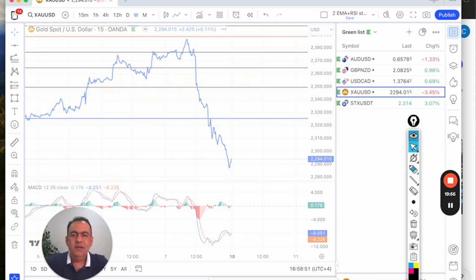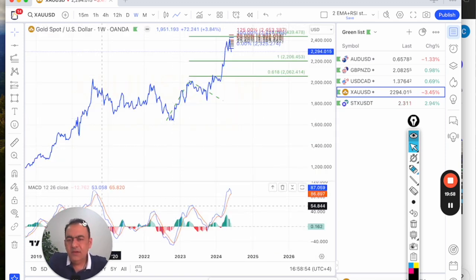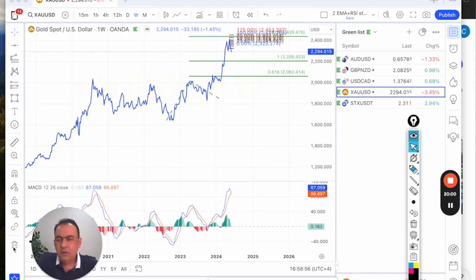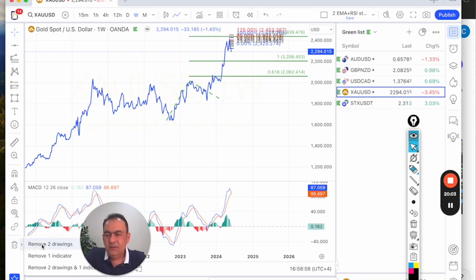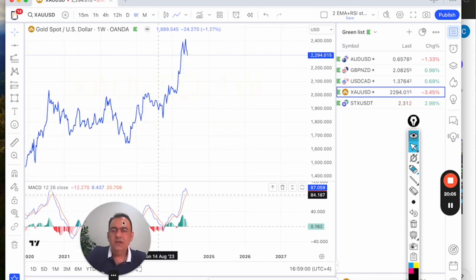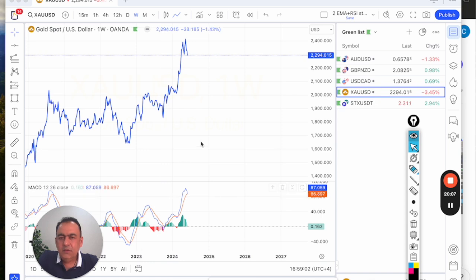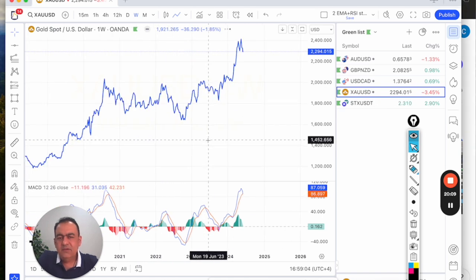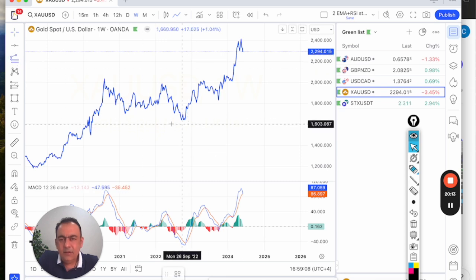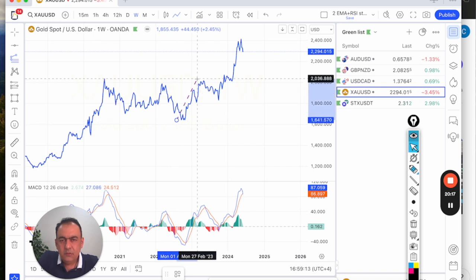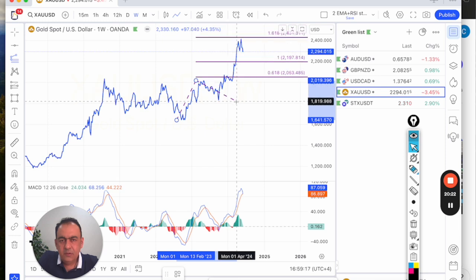I'll start from the weekly. Based on weekly time frame, again I have to clean my existing drawings from the chart. Now based on the weekly time frame, the long-term view is still bullish. I do not see any problem for the long-term buyers. Now here is the lowest point on the weekly chart. I'm going to connect with the fib extension in the bullish direction.